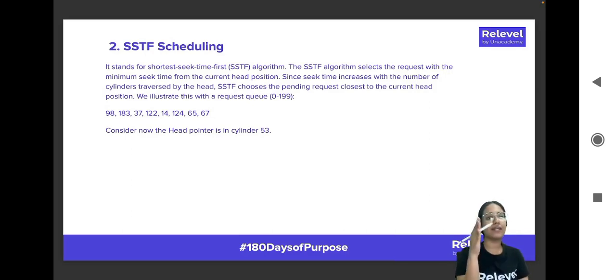So, let's say the current head is at 50 and there is a request which is giving a seek time of 30 and one is giving a seek time of 80. So, the one which is giving a minimum seek time will be the request which will be processed first. Okay. Now, since the seek time increases with the number of cylinders that are being traversed by the head, that is why shortest seek time first chooses from the pending requests the one closest to where the current head position is. So requests having the shortest seek time are executed first.